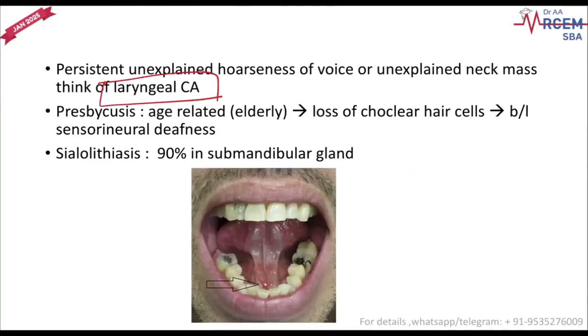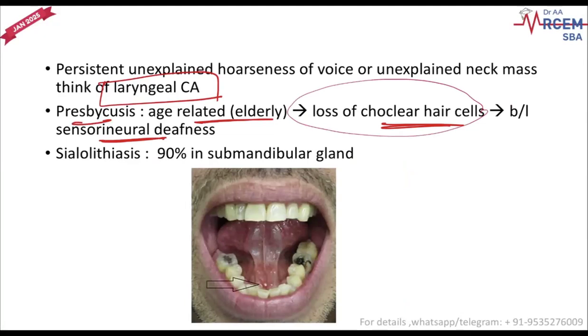As you grow older and older, there is loss of cochlear hair cells. In the inner ear, there are hair cells which pick up the sound and convert it into a neuronal impulse. This hair cell loss will result in hearing loss. This is known as presbycusis. This is the sensory neural deafness the patient will be having.